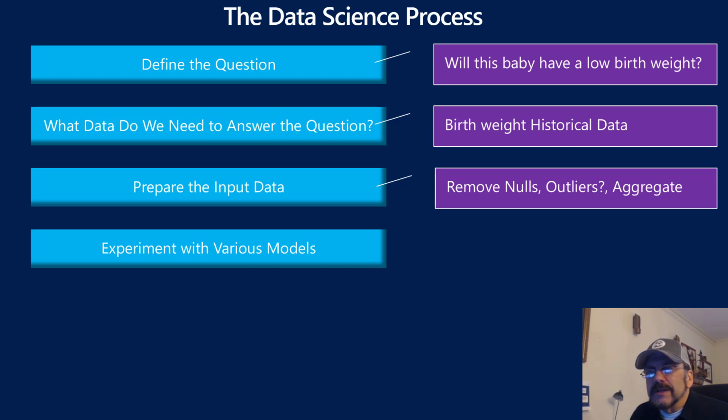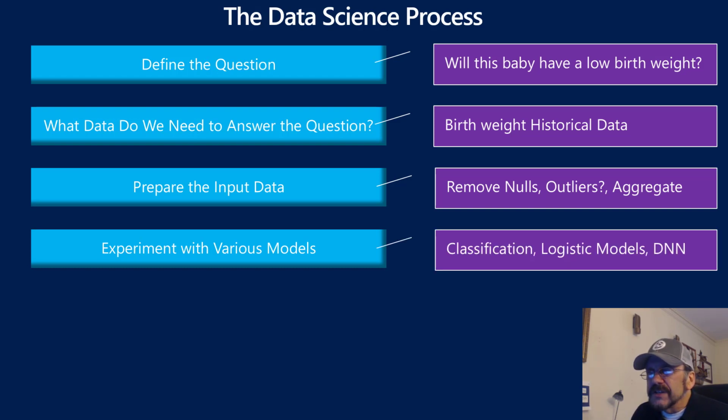So experiment then with various models. There are a lot of different ways that this prediction can take place, or where the model can be created, and they're called different types of models. So for instance here, some of the choices we have are a number of classification models we could use. We have logistic models. We can even use a deep learning neural network, DNN, which is very trendy right now, and they tend to have really good results.